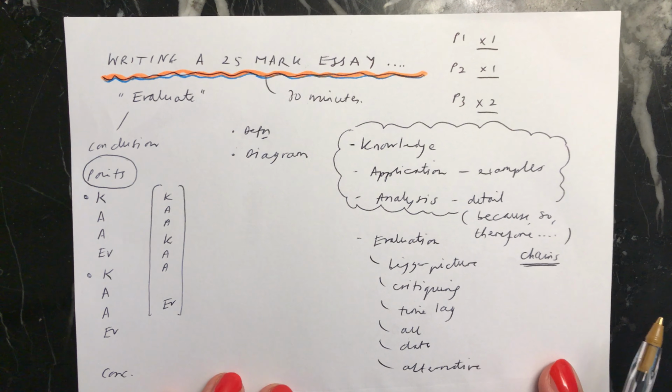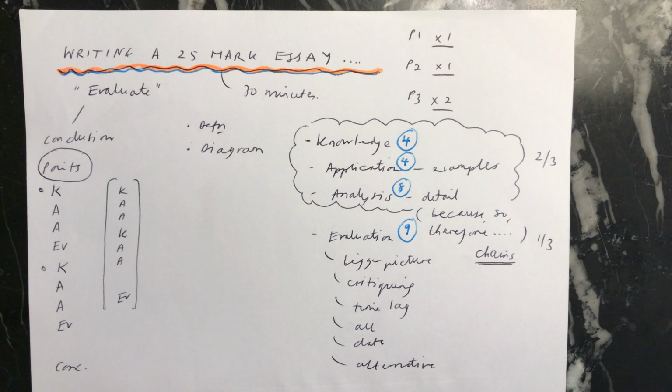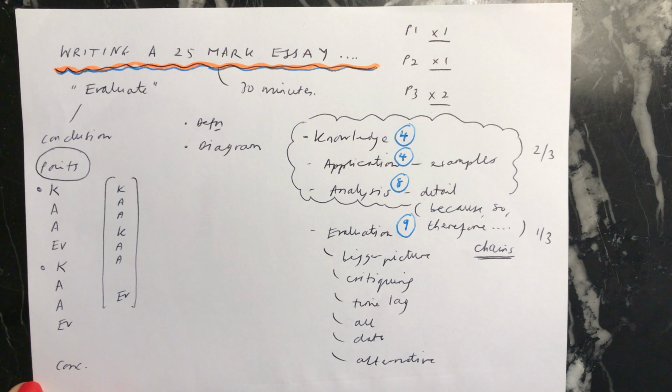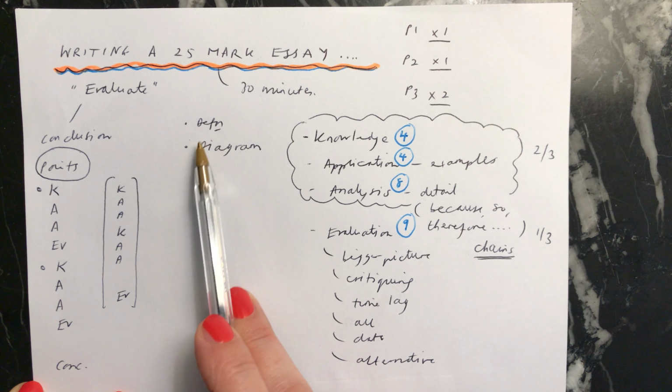Because the way that it actually works in the exam is that knowledge is 4 marks, application is 4 marks, analysis is 8 marks, that's all of your detail. And evaluation is 9 marks. And it works out as 64% and 36%. So about 2/3 here and 1/3 here. So you need to make sure that you're getting this third in. That's quite a lot. And if you evaluate as you go along, you'll find that much easier. So you don't want to forget to be doing your evaluation. And also don't forget to do your definition at the beginning and your diagram.